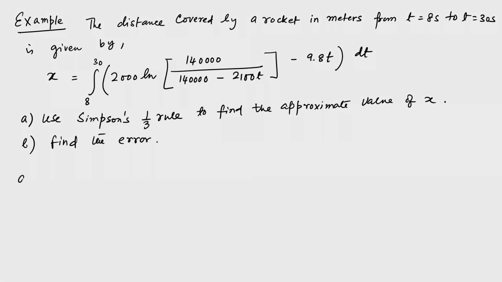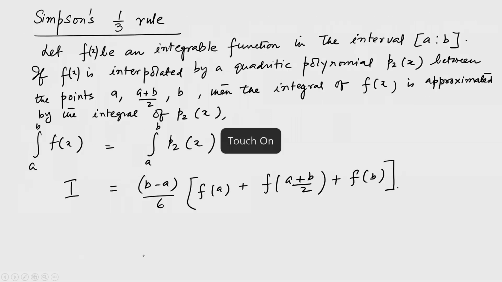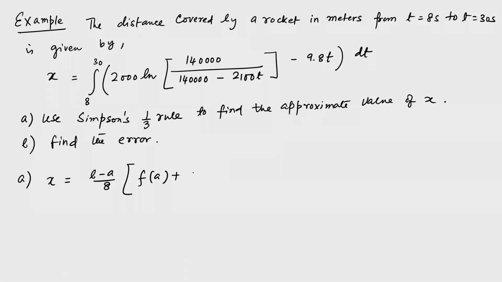So, the formula is simply x is equal to (b minus a) by 6, f at a, just what was written there. Excuse me, I forgot a factor of 4 here. This is very important, this factor of 4. So, this is not just f(a) plus f(b), but it is 4 times f((a plus b) by 2). All right. So, this is f(a) plus 4 f((a plus b) by 2) plus f(b), and so this is the formula.